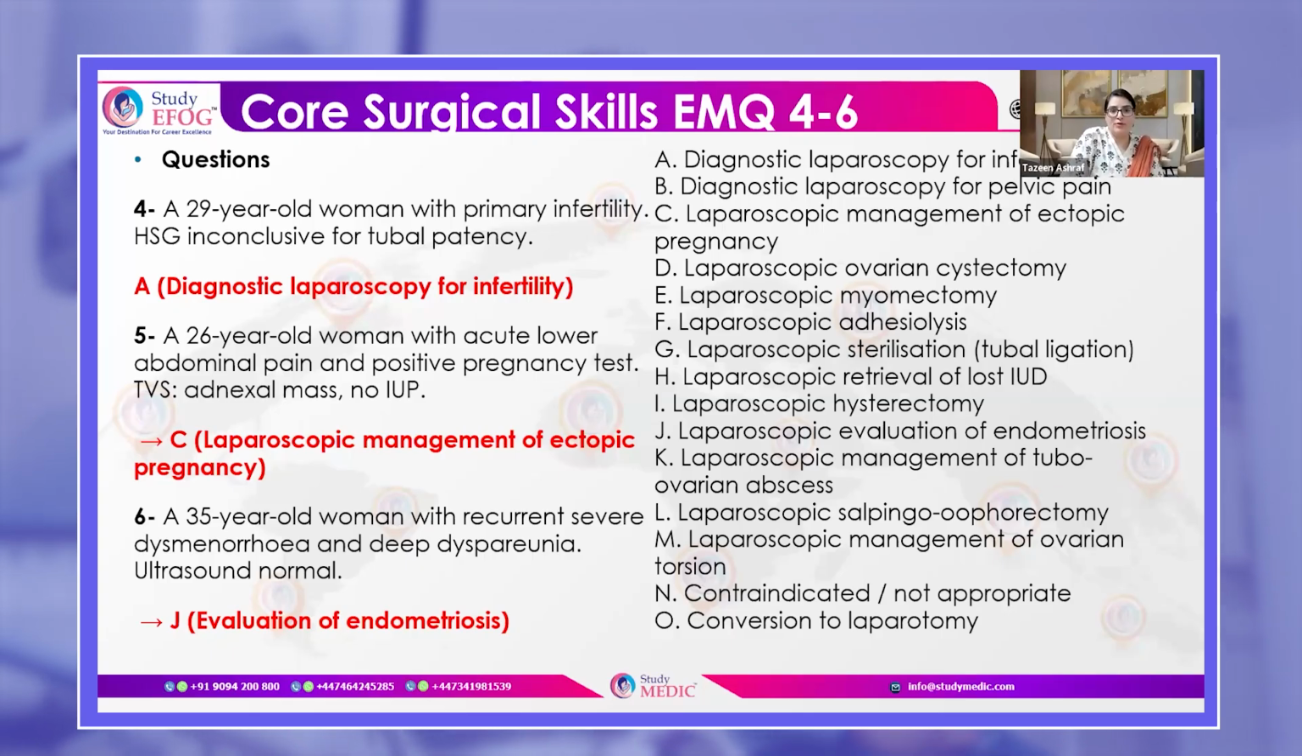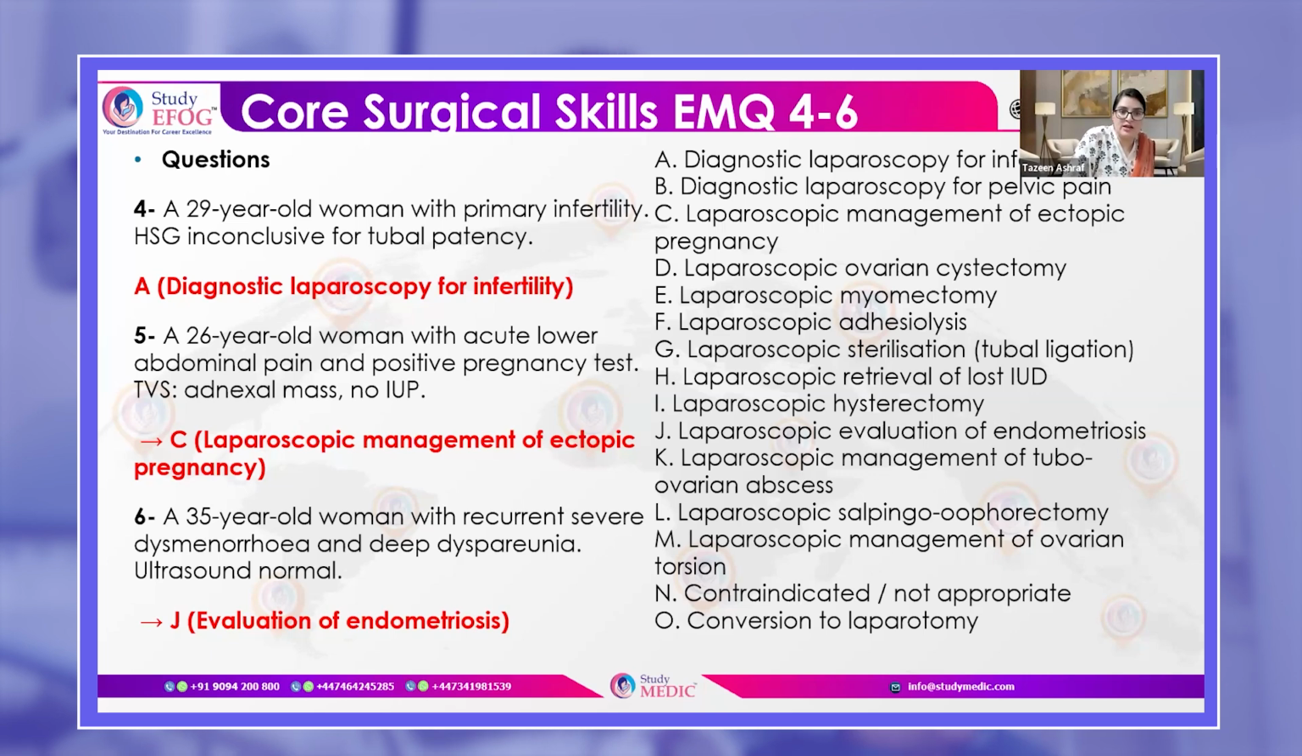26-year-old woman with acute lower abdominal pain and positive pregnancy test. Transvaginal scan is showing adnexal mass. No intrauterine pregnancy is there. So if intrauterine pregnancy is not there, adnexal mass is there, and pregnancy test is positive, so that is ectopic pregnancy. And the best management option for this woman would be laparoscopic management of ectopic pregnancy. So we are going with that option, that laparoscopic management of ectopic pregnancy can be the suitable option for this woman.